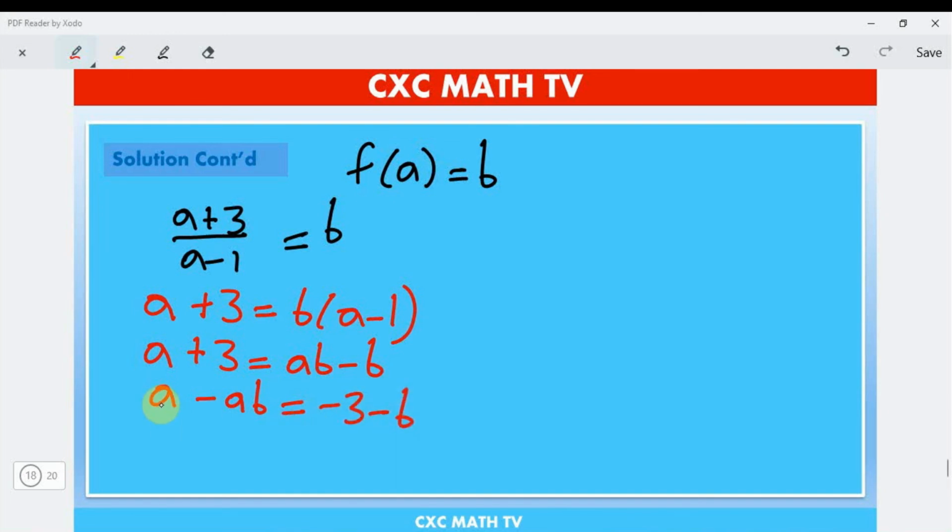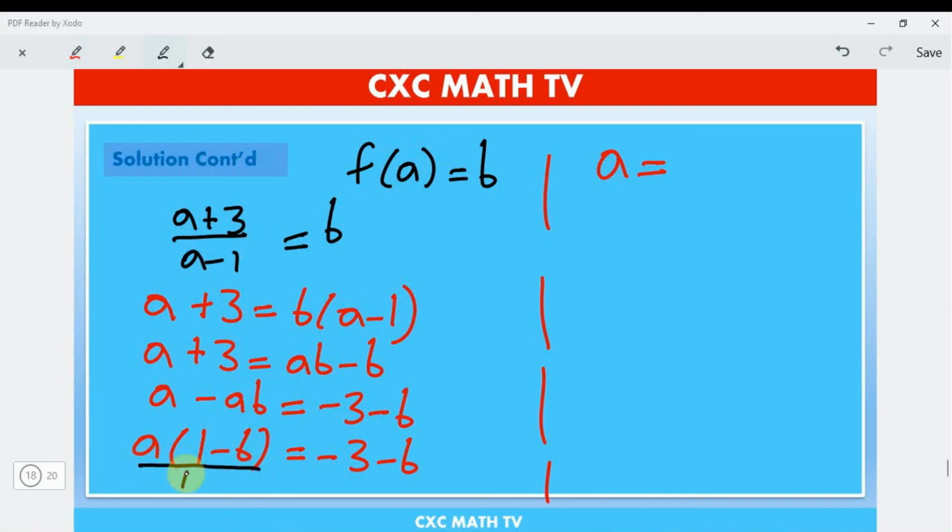And then we can factor out the a. We're going to have a in bracket 1 minus b is minus 3 minus b. If we go ahead now and divide both sides by 1 minus b, we're saying that a is equal to minus 3 minus b over 1 minus b. That is a.